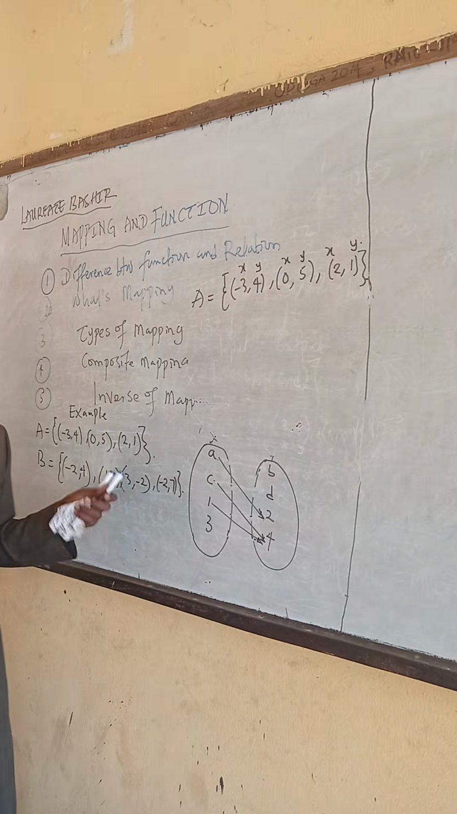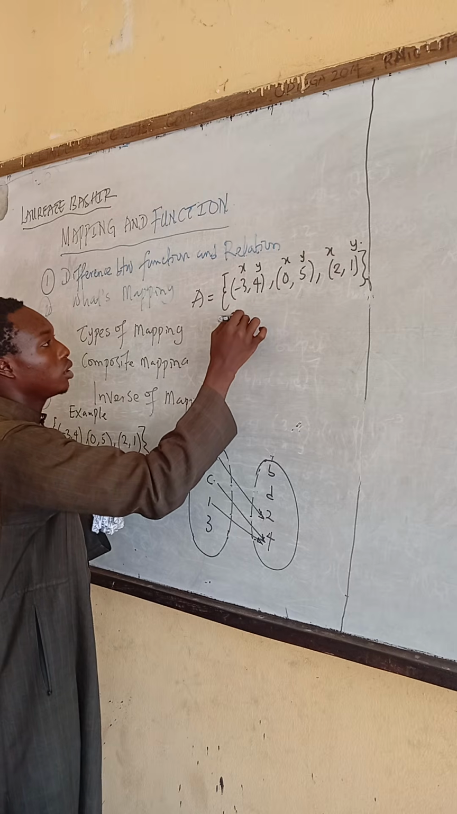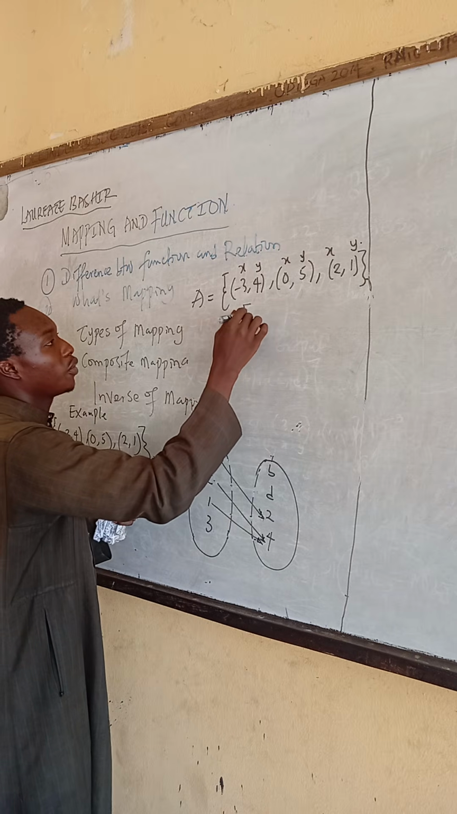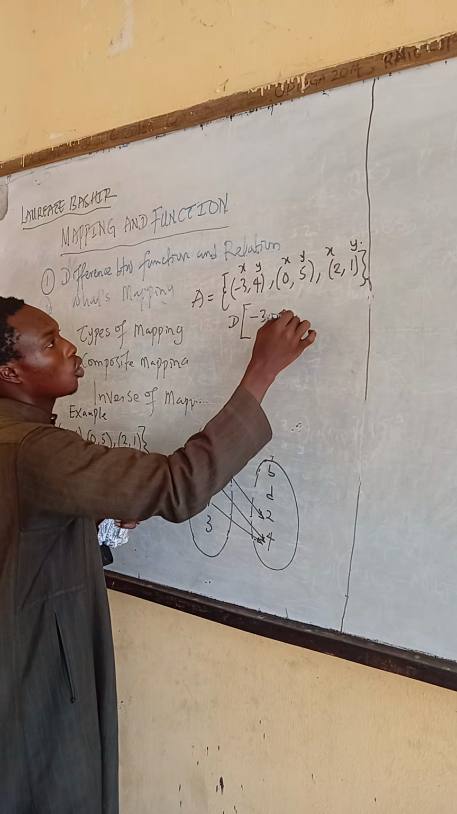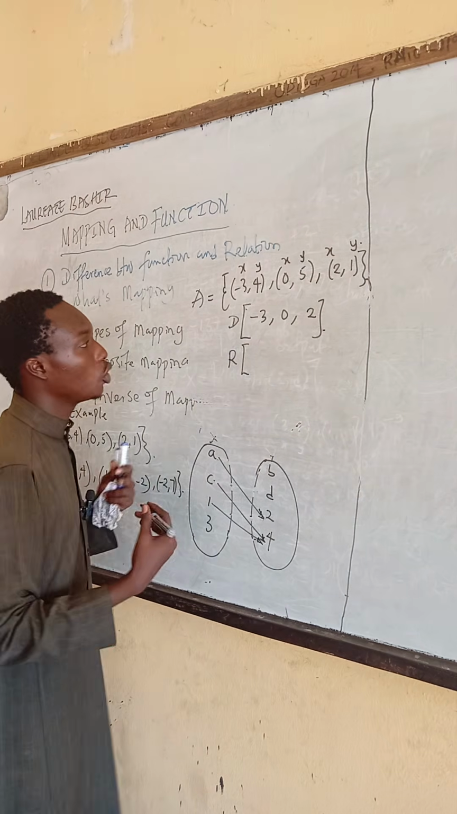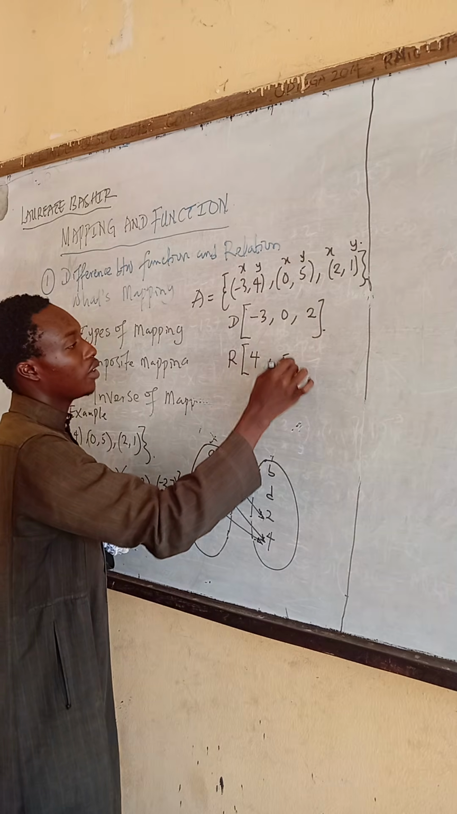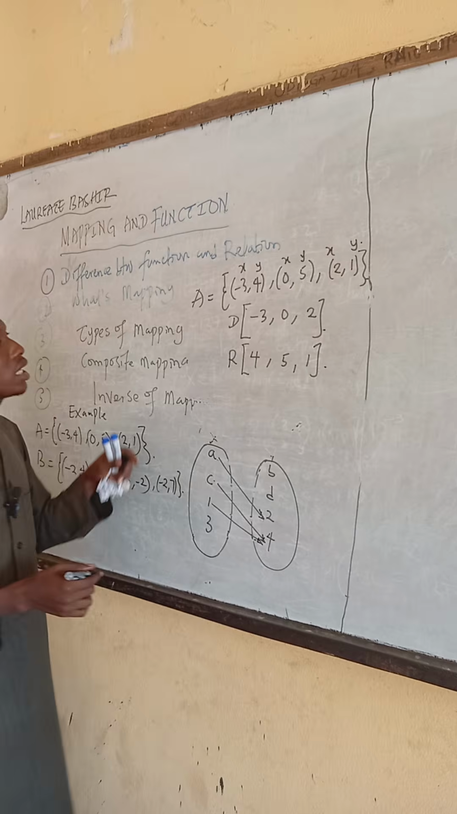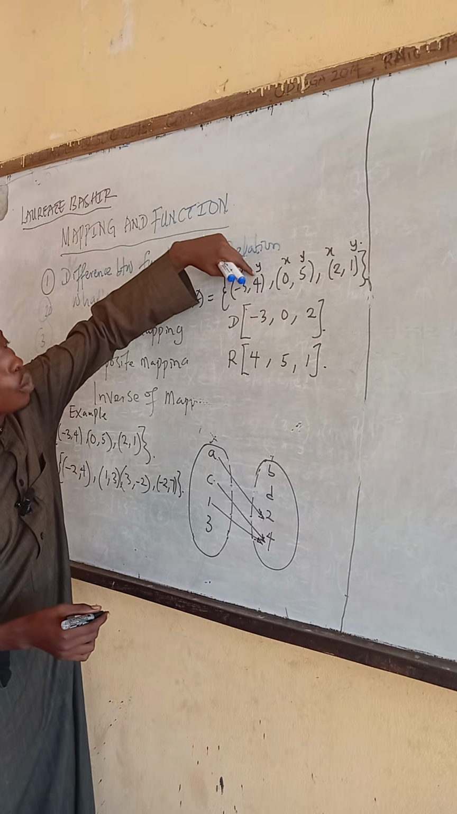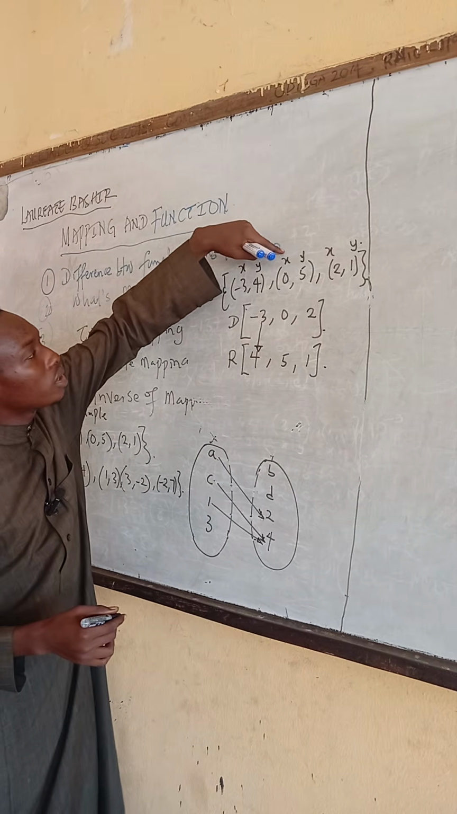So your domain in this case will be your x. Domain will be something like this. You use a square bracket. You have minus 3, 0, 2. Then your range will be your y. I will later give you the definition of domain, codomain, and range. Your range is 4, 5, and 1. So now you can see that for x, which is minus 3, it's having the y, right? So this one is having this, right? For this one, which is 0, it's having what?